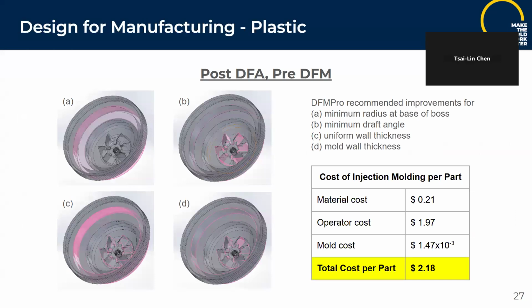For the core connector, we performed a DfM analysis and selected injection molding as the manufacturing process. In the initial design, the estimated cost was $2.18 per part, mainly due to the operator cost. This high cost came from the maximum wall thickness, which caused a long cooling time. We then used DfM Pro to analyze the part, and it highlighted several issues as shown on the slide.